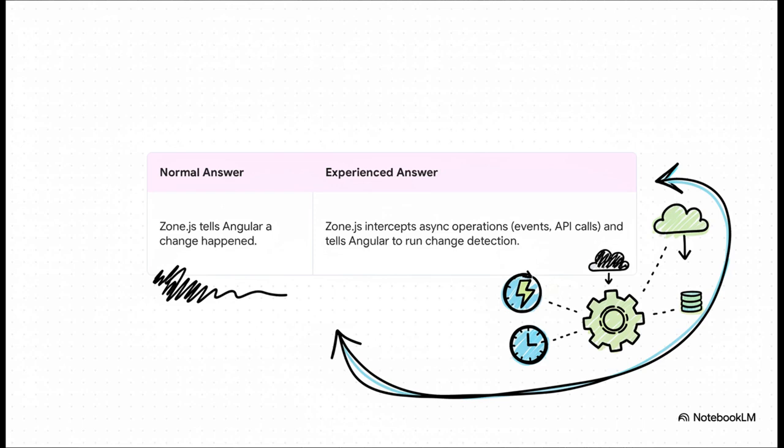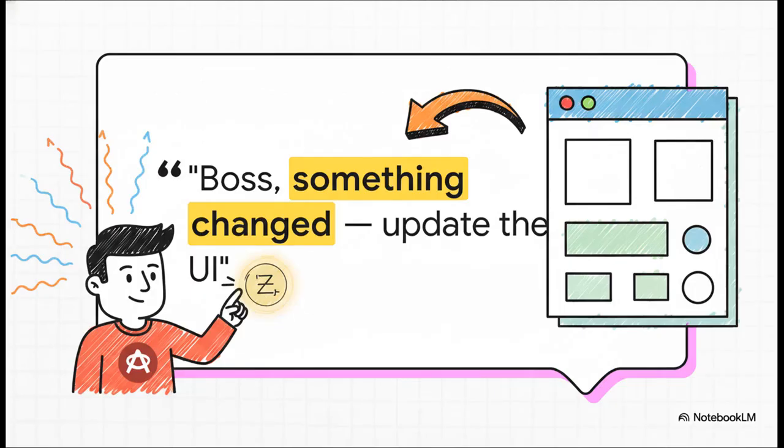Now look at the experienced answer. It's so much more precise. It tells you how it works by intercepting async operations. You know, things like mouse clicks, setTimeout, API calls. And it tells you what it does next. It pokes Angular and tells it to run change detection. That detail is everything.